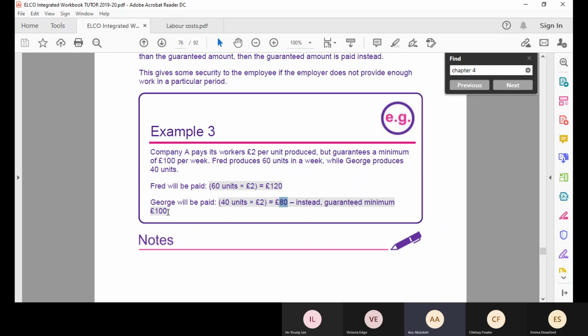Are you with me with this question? Example number 3. I would like you to read it and think about it.